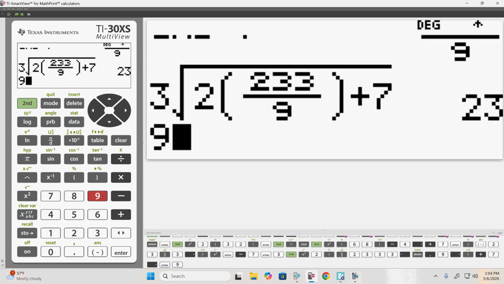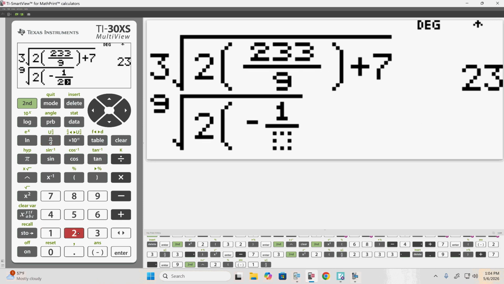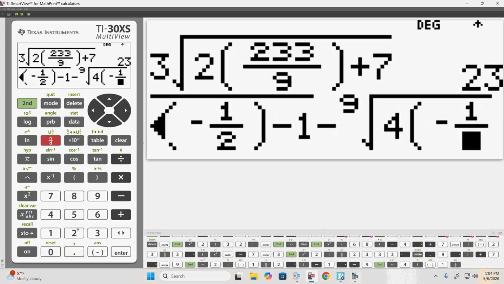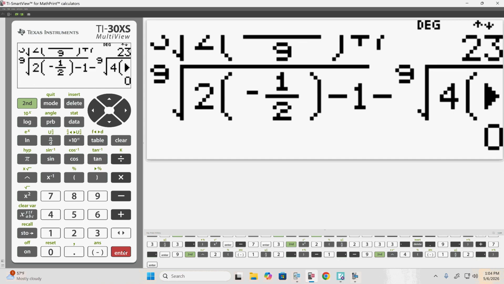If we plugged it in, I'd go 9th root, 2 parentheses negative 1/2, minus 1, minus the 9th root of 4 times negative 1/2, and lo and behold, it tells us it is indeed 0. Works.